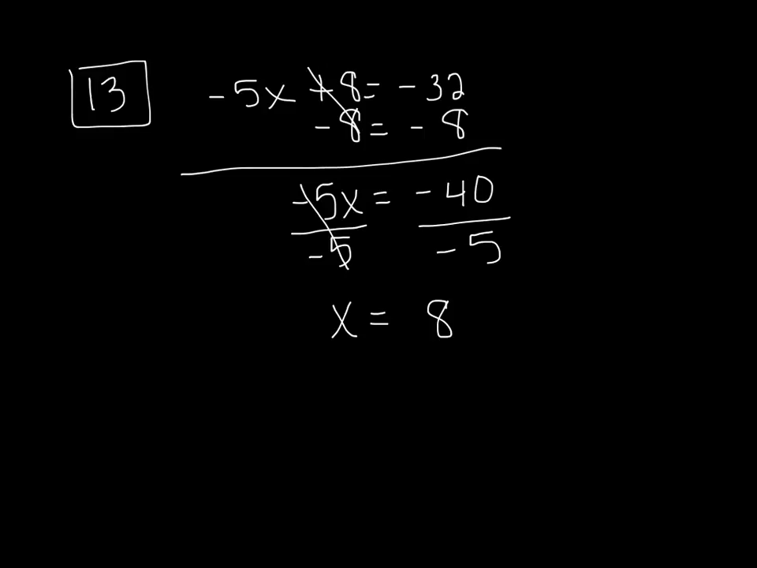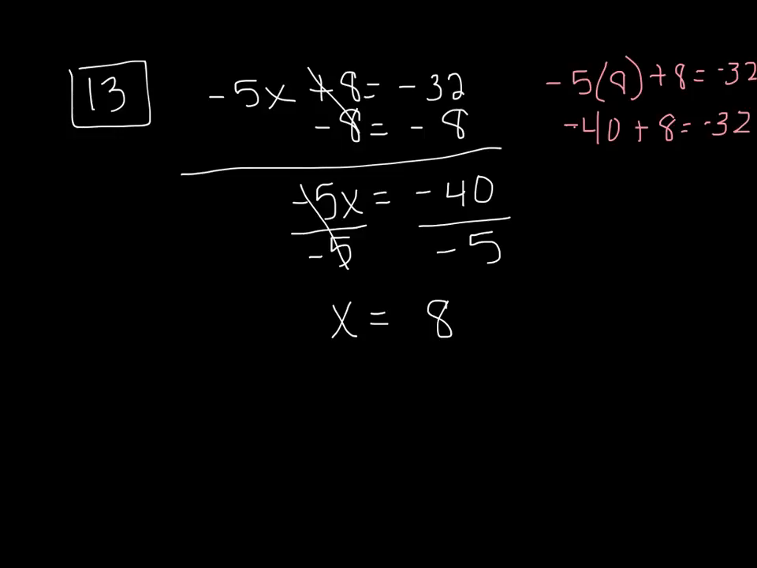Okay, so I need to check it. Let me say negative 5 times 8 plus 8 equals negative 32. Negative 5 times 8 is negative 40. Let me make that negative sign a little bit bigger. Plus 8 equals negative 32.